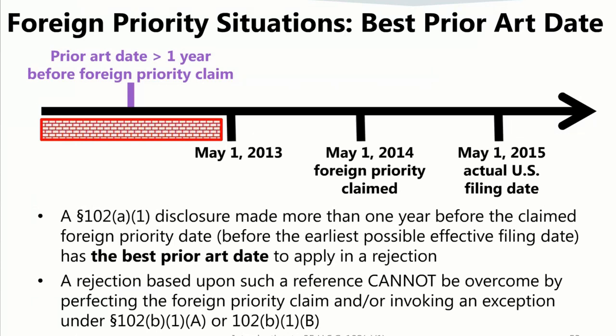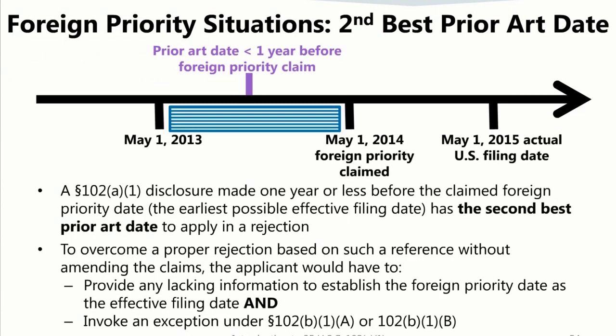In this slide, the reference indicated in purple has a date that is more than 1 year before the claimed foreign priority date of May 1, 2014. In this case, the reference is outside any possible grace period for this application, even if applicant perfected the right of priority. Thus, from the examiner's perspective, this is the best art to apply in terms of dates because neither a perfected foreign priority claim nor any exception can overcome a rejection based on the reference.